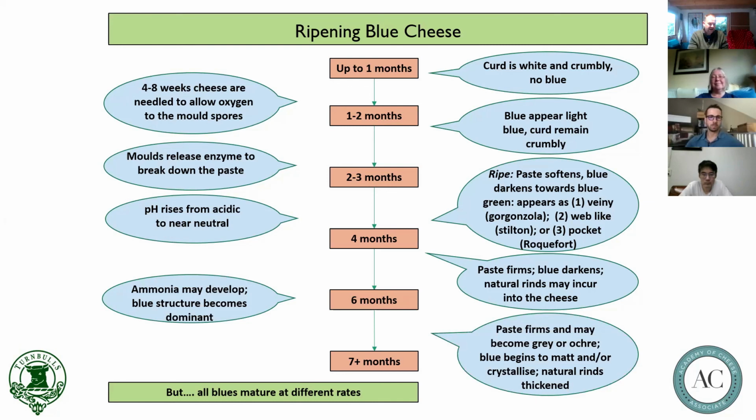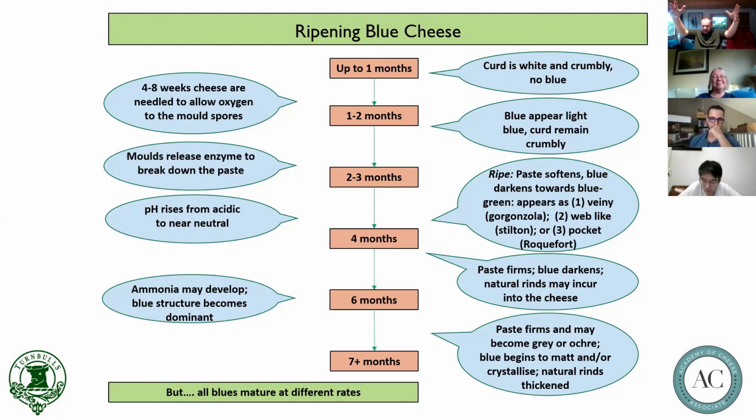And finally, the paste firms up and may become gray or ochre. So the main body of the cheese is no longer nicely yellow or white. It's now looking quite tired and old. And if you put the blue into your mouth, you can get the crunch out of the blue. It's beginning to crunch up and becoming almost calcified, like it's becoming bony or bone meal. And the natural rind, if there is one, begins to really thicken up and you're losing edible cheese to the rind itself. So that's the journey of blue cheese.